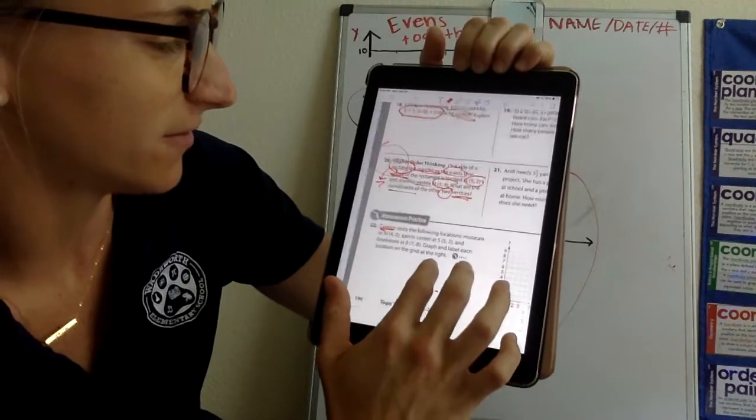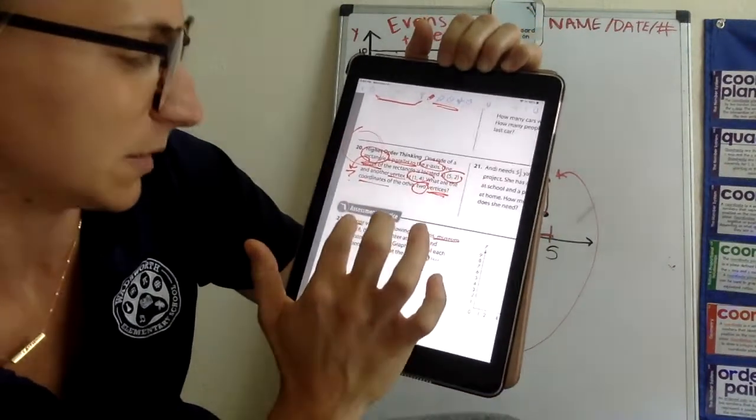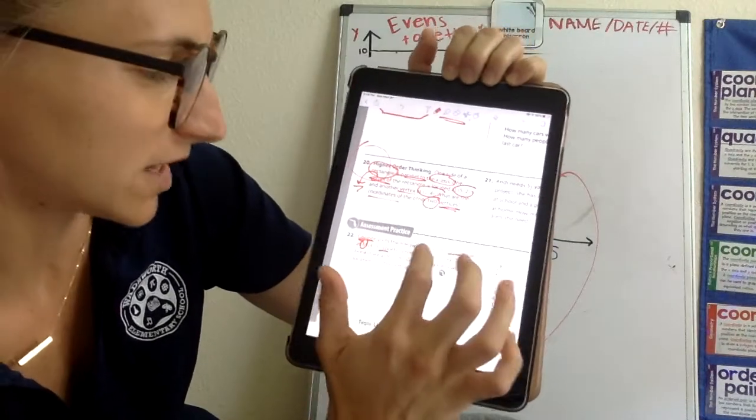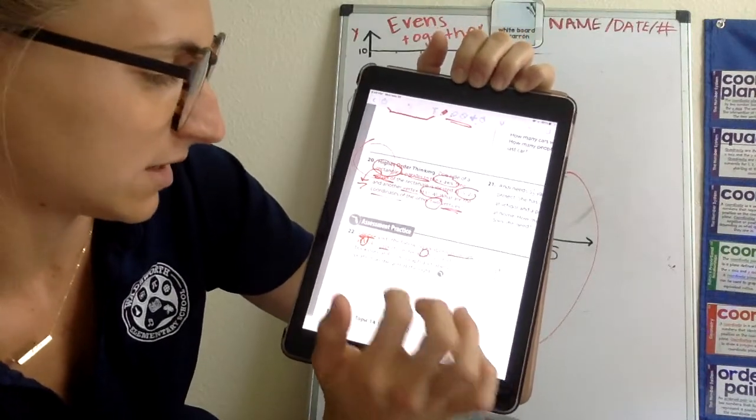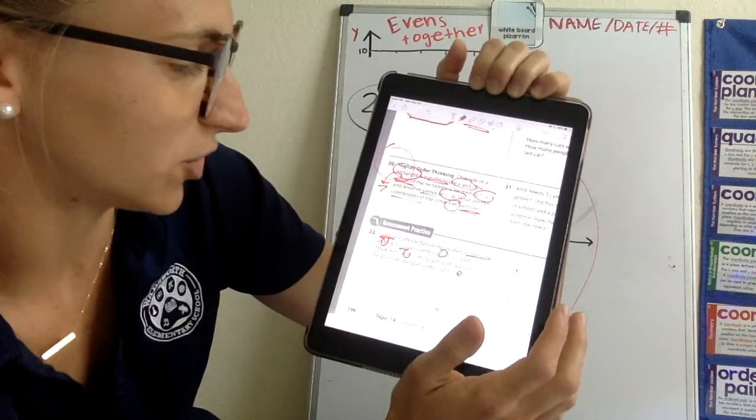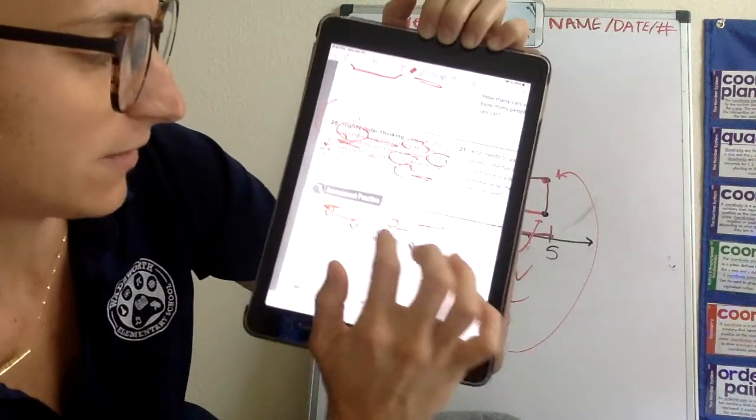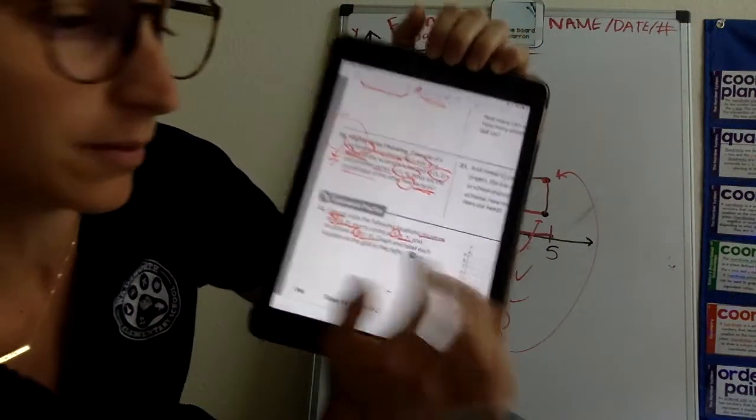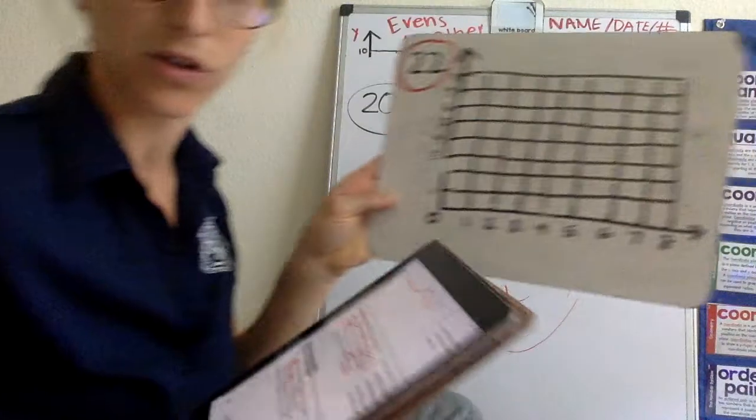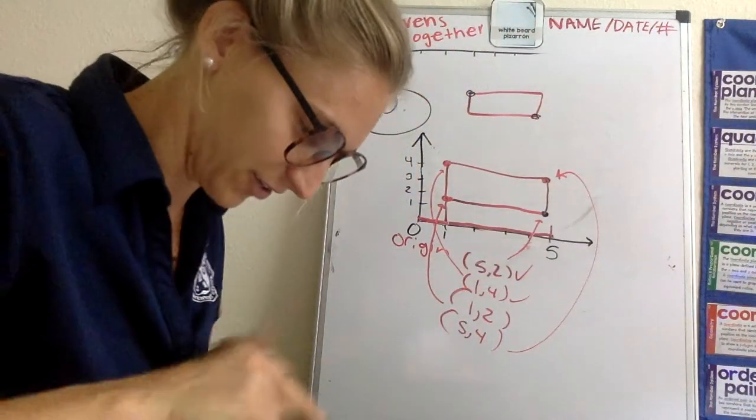It says Connor visits the following locations. He goes to the museum, labels it M. He goes to the sports center, labels that one S. The bookstore, B. Graph and label each location on the grid to the right. Okay, so we have 4, 0, 5, 2, and 7, 8. And I already had a board all pre-made for Connor because, you know, that's Connor. That's what we do.